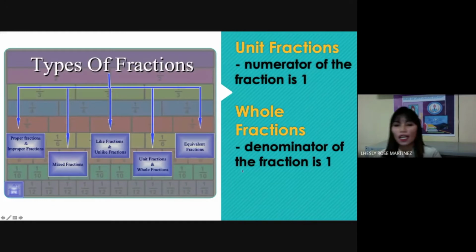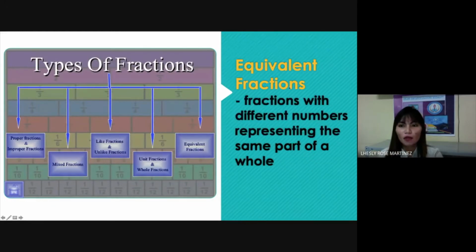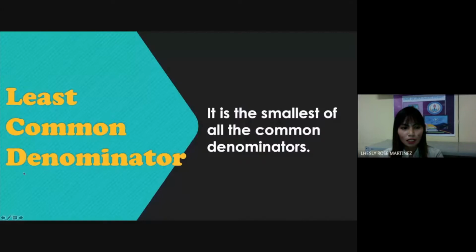Next we have the equivalent fractions. Equivalent fractions are fractions with different numbers representing the same part of a whole. So in equivalent fractions, there are two fractions with the same value. We will encounter that term as we go on with our discussion. Next we have the least common denominator, which is the smallest of all the common denominators.